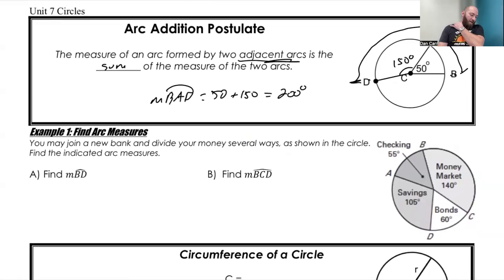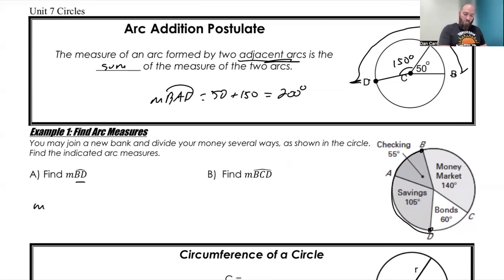So you may find a new bank and divide your money several ways as shown in the circle. Find the indicated arc measures. For our first one, it's BD. Again, like I said before, if I want to look at BD as my two endpoints, it's always the shorter path because that's the minor arc. So I'm going to look at BD as being these two.